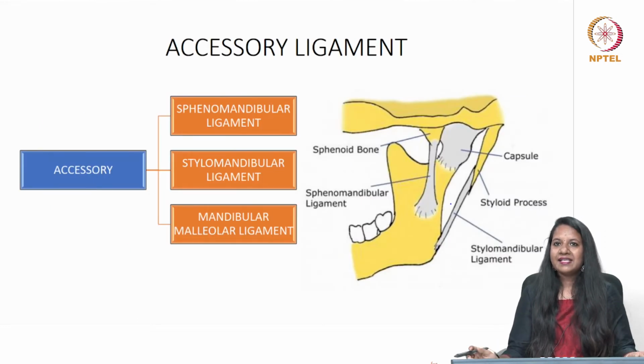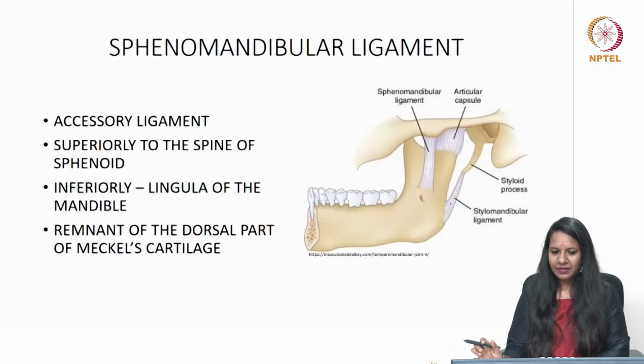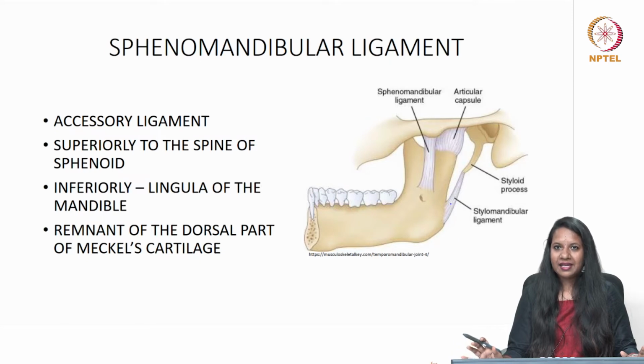Now coming to the accessory ligaments. The accessory ligaments include sphenomandibular, stylomandibular and mandibular malleolar ligament. The first one being the sphenomandibular ligament. As the name suggests, it is attached to the spine of sphenoid anteriorly, this is sphenoid, and to the lingula of the mandible inferiorly. It is nothing but the remnant of the dorsal part of the Meckel's cartilage. It is one of the accessory ligaments of TMJ.